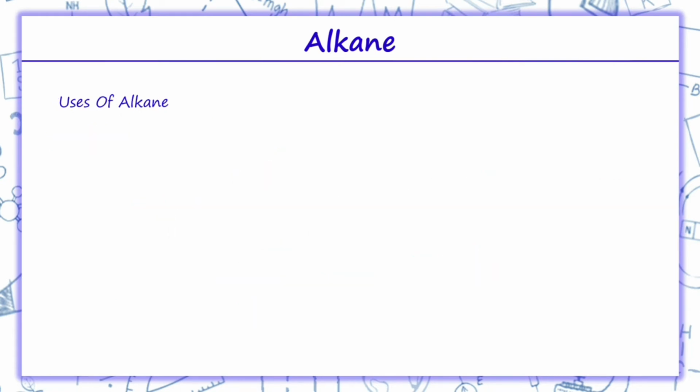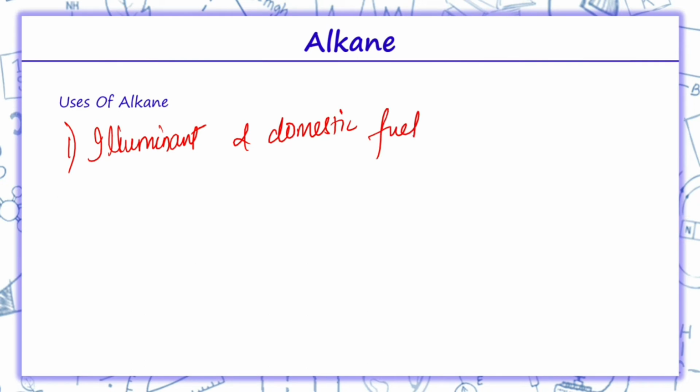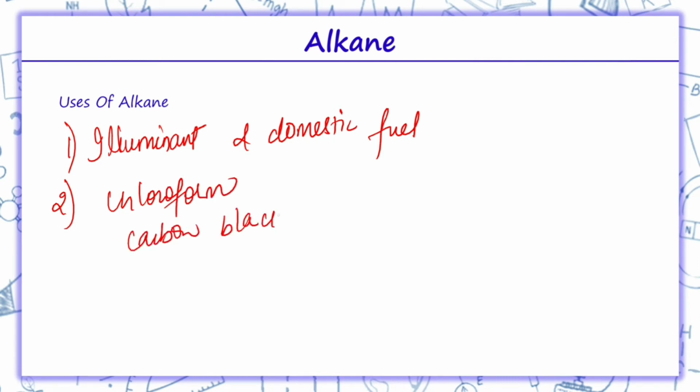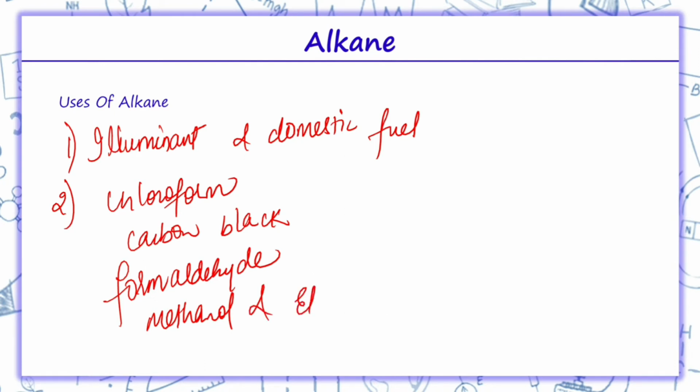Coming on to the uses of alkanes. Alkanes are used in the form of natural gas, or we call it gobar gas. They are used as illuminant, and they are also used as domestic fuel. They are also used in the manufacture of chemicals like chloroform, carbon black, which is a pigment in ink and shoe polishes. They are used in the formation of formaldehyde, methanol and ethanol. So these are the various uses of alkanes.